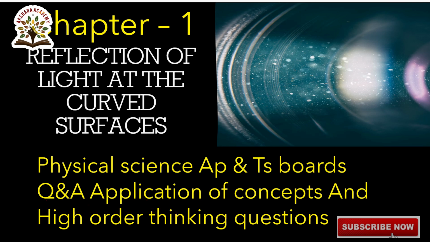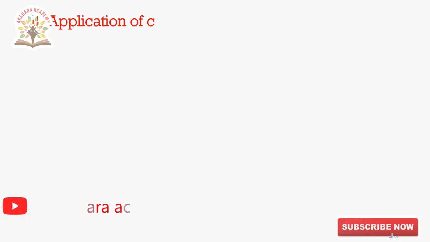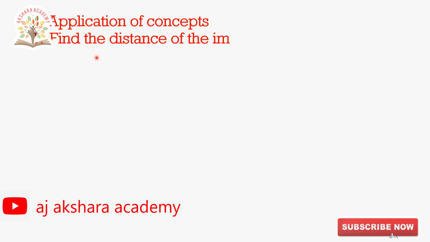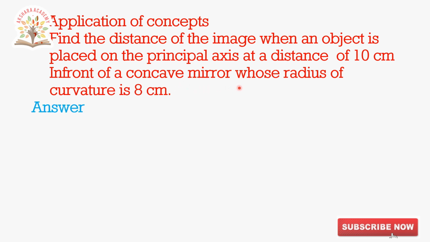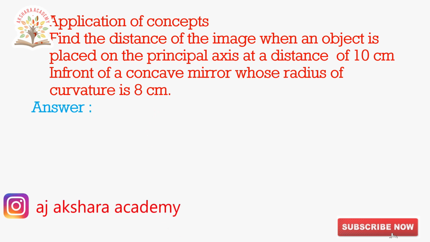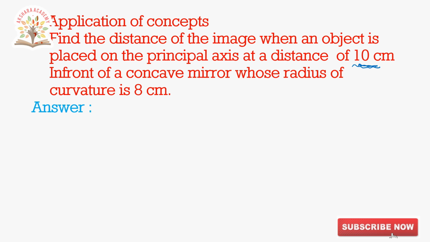Application of concepts. First question. In this question, we have to calculate the distance of the image when the object is placed on the principal axis at a distance of 10 centimeters in front of a concave mirror whose radius of curvature is 8 centimeters. Here they gave object distance u equals 10 centimeters and radius of curvature 8 centimeters. We have to calculate the image distance. Let us go to the solution.